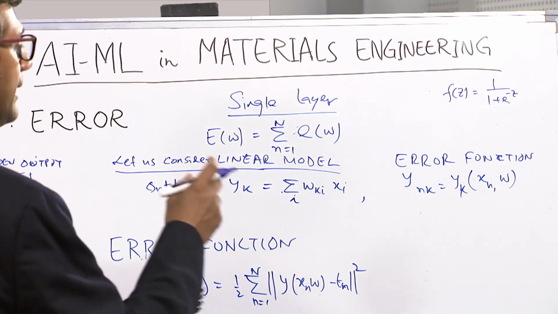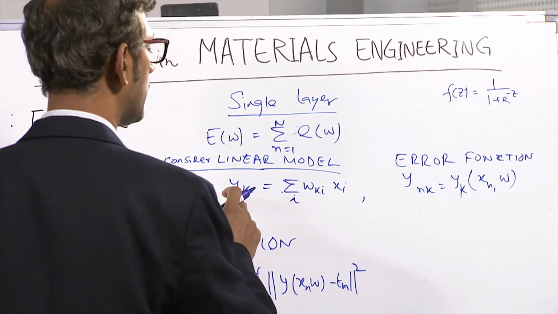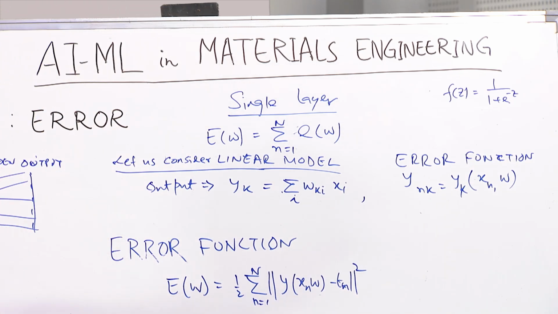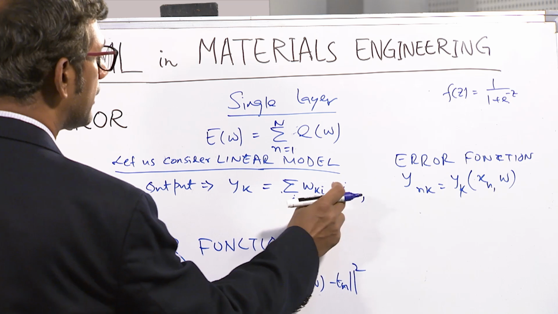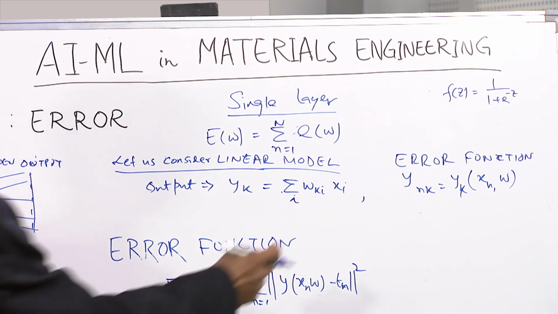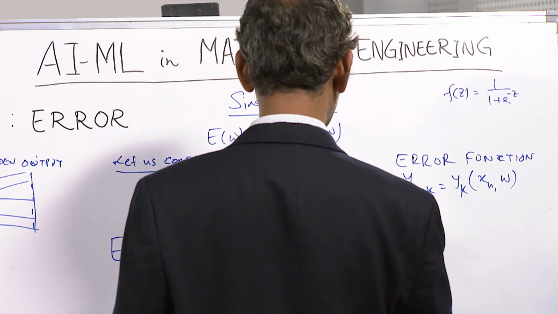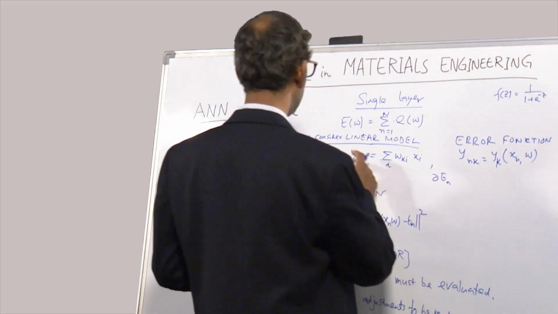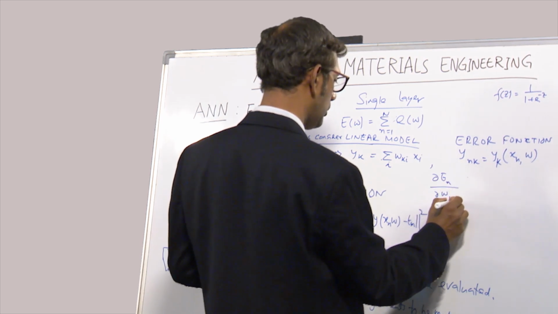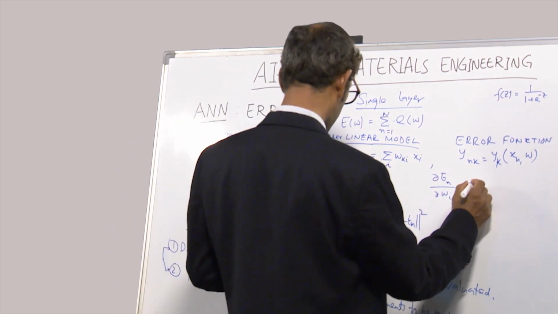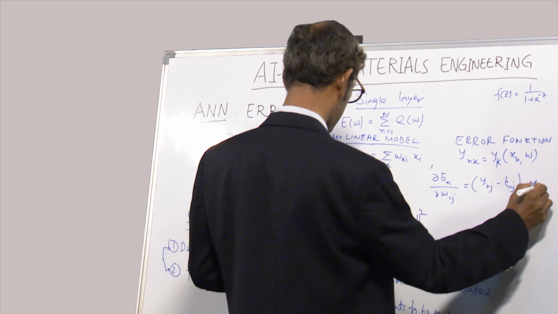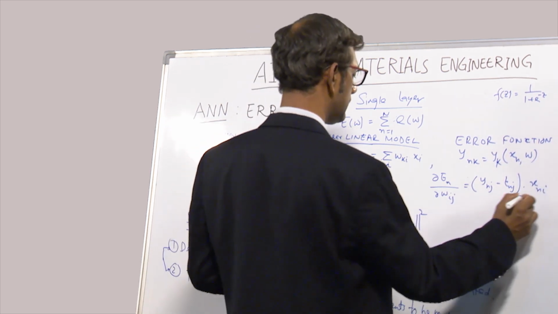Am I correct? Ynk is the error. It basically depends on yk, which depends on xn obviously, and w. That is very clear, because your output depends on x and w. So error will also depend on w and x, but remember x is your input. If I take the first derivative of the error En with respect to the weight wij, that will be equal to ynj minus tnj into xni.